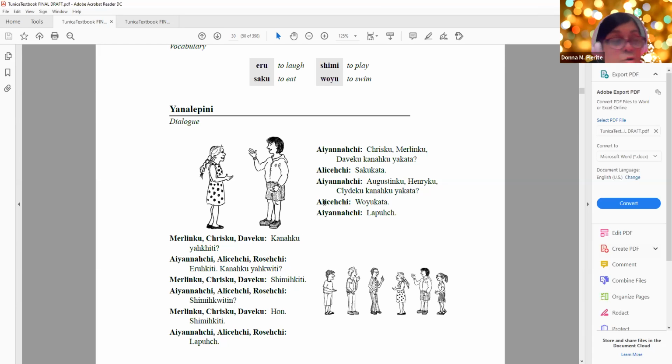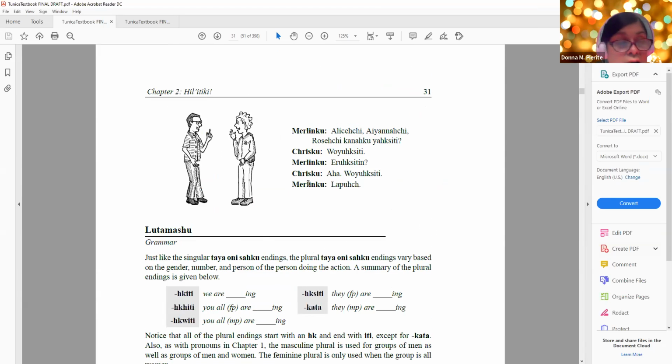Ryan, I think we have a few minutes. I can do the last Yanalipini, and that way, next time, I'm going to tell y'all something to take home to do for next Thursday. We're going to do Christmas carols before we do the Drummer Boy, and We Wish You a Merry Christmas in Tunica. So before that, I want to just finish this one.